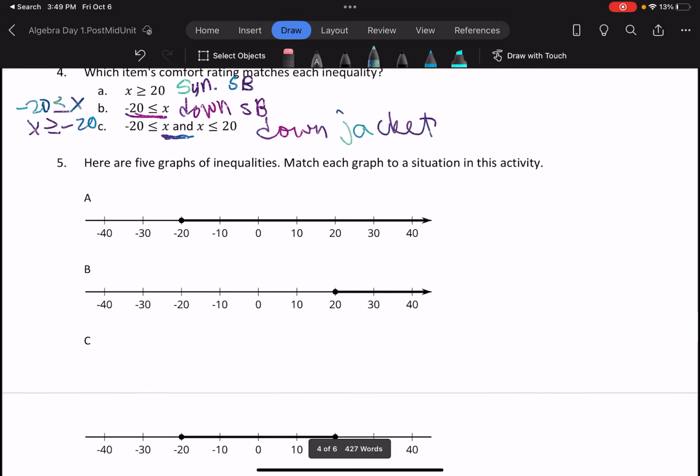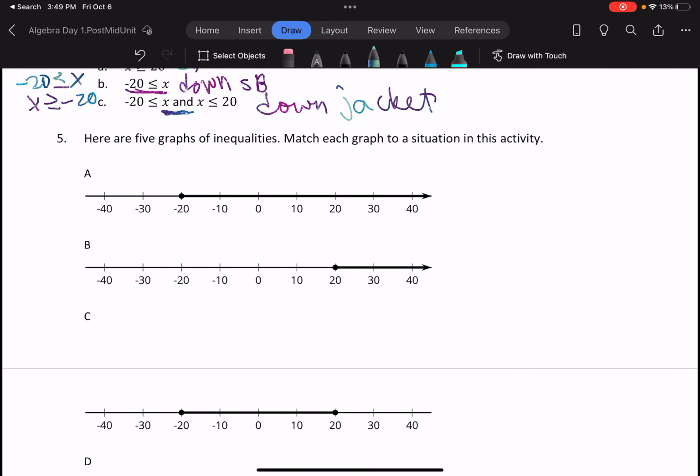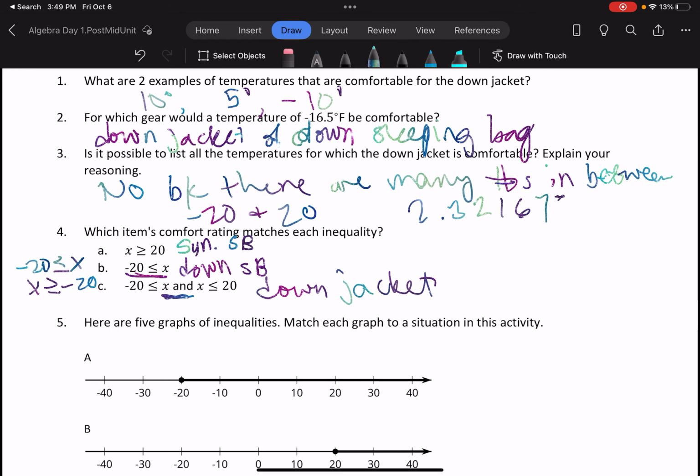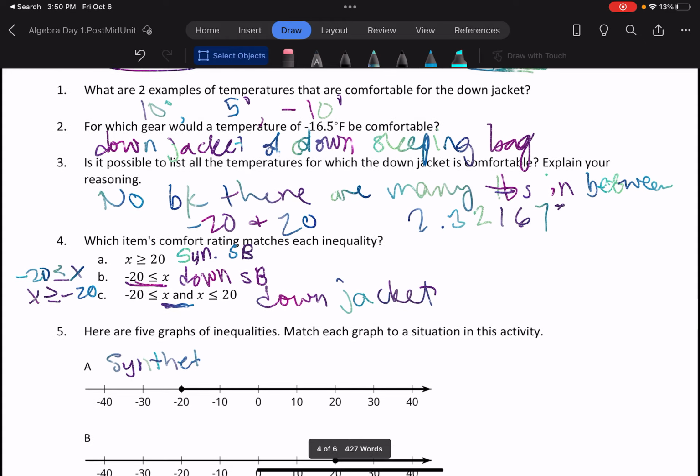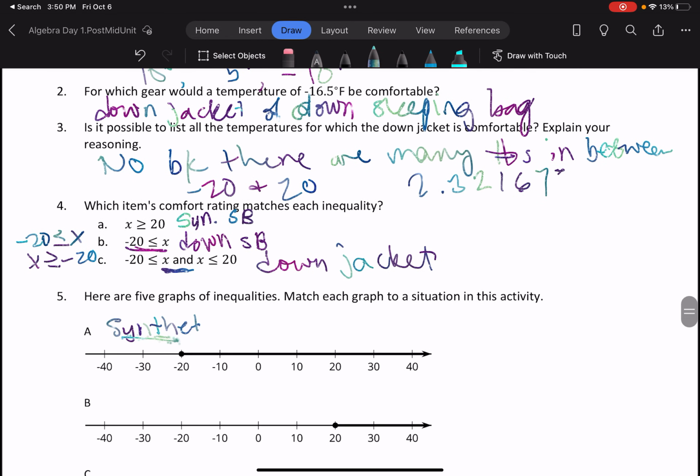All right, number 5. Here are 5 graphs of inequalities. Match each graph to a situation in this activity. So negative 20 degrees and higher would be the down sleeping bag. This one is 20 degrees or higher, which we know is the synthetic sleeping bag.